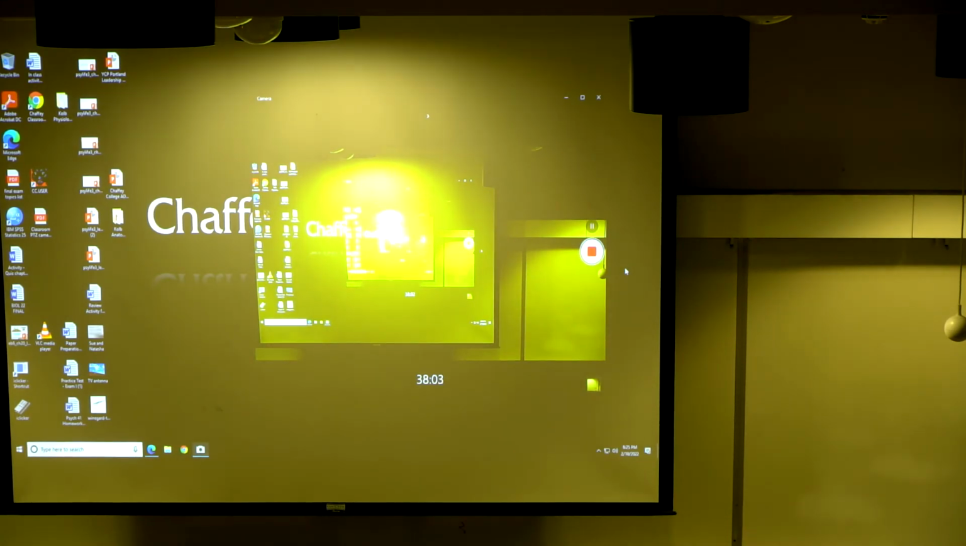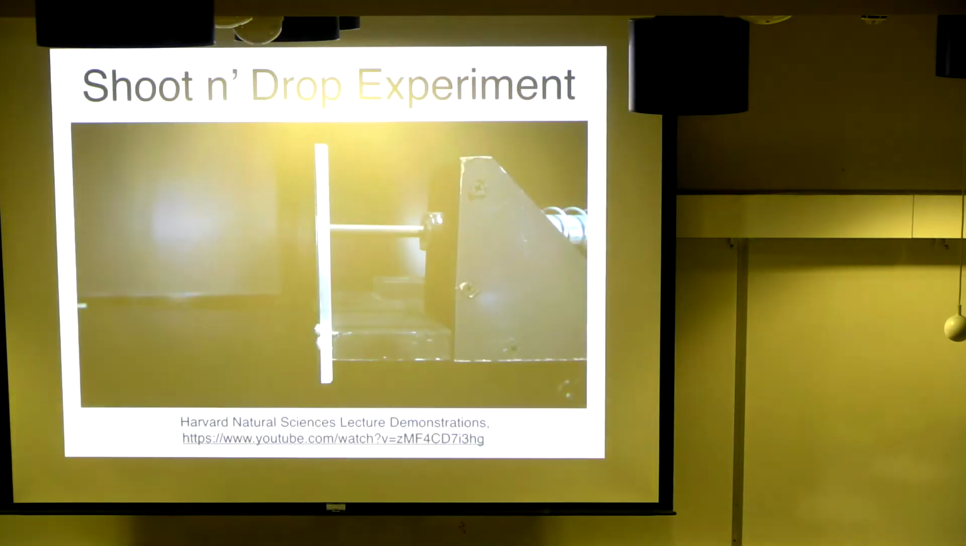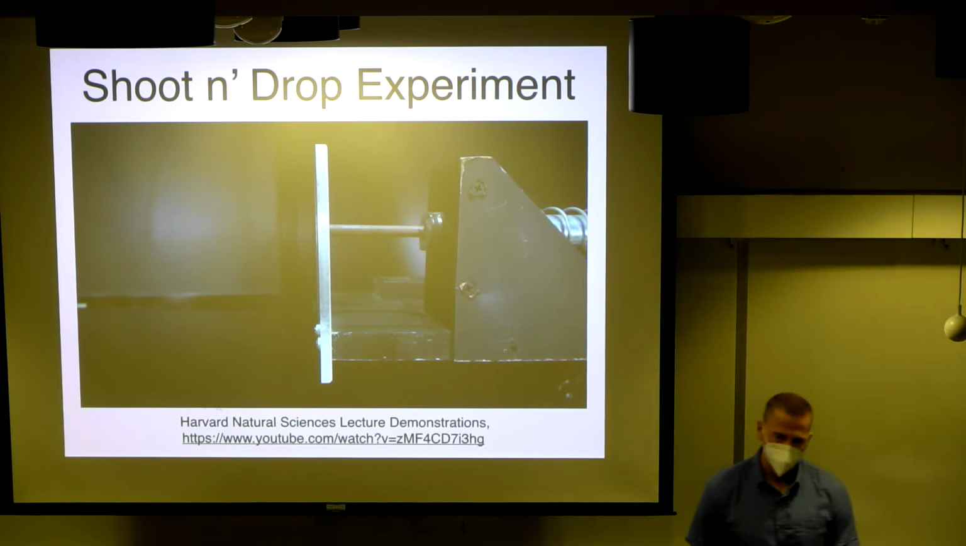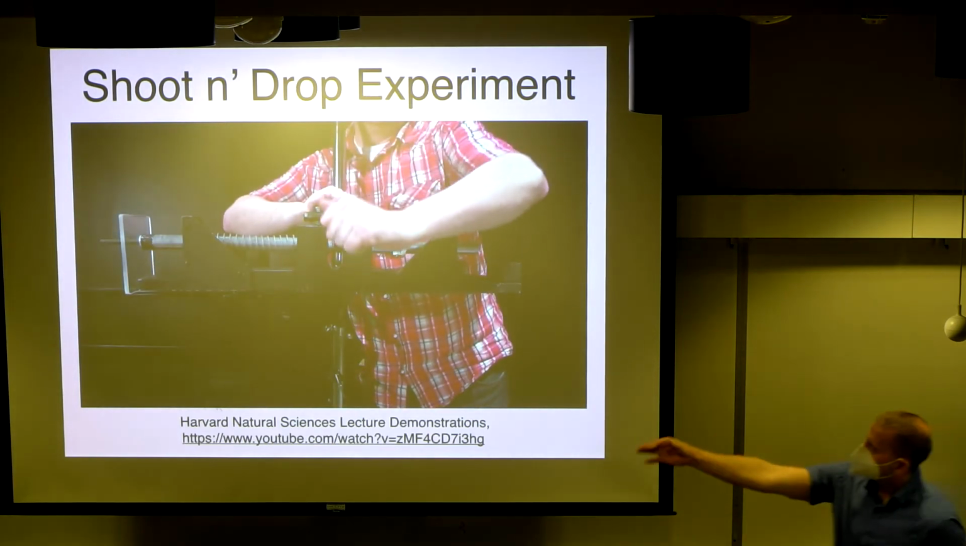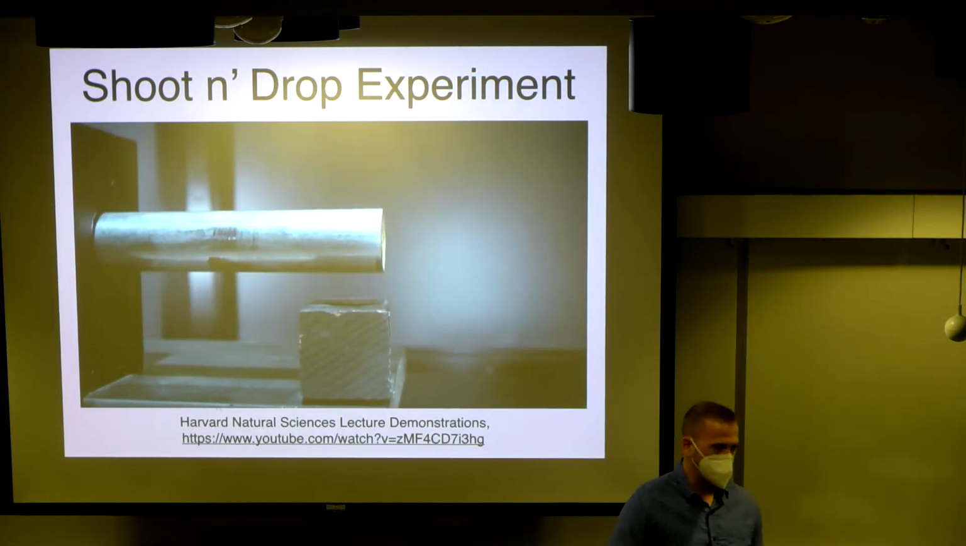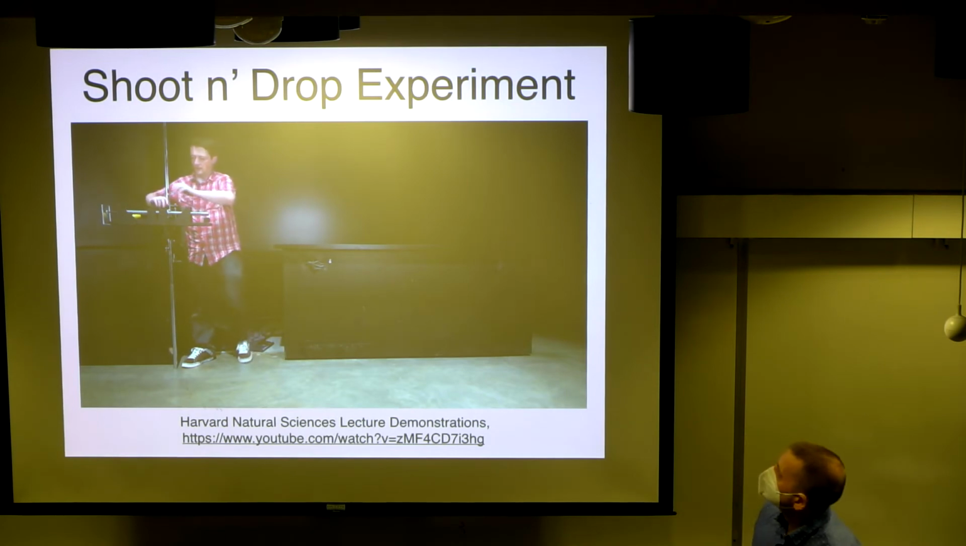And actually, I'm going to show you. Oh, wait, that's the wrong thing. So I'm going to show you a video. I actually stole this from Harvard. I'm going to do this from time to time. This is called the shoot and drop experiment. It's exactly what I described in the problem. Okay, one ball is just going to be dropped, and the other one's going to be fired horizontally, and you'll see that they hit the ground at the same time. So let's watch.